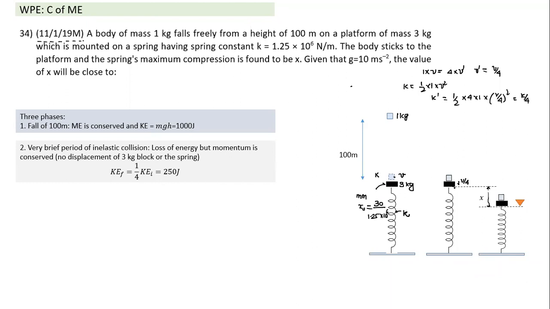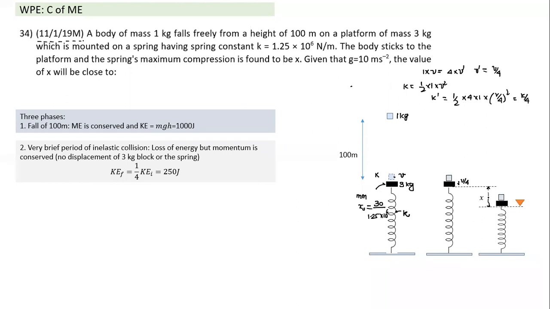So what is the final kinetic energy? After the collision has taken place, the final kinetic energy becomes half of the initial kinetic energy, for the reason I have given, and it becomes 250. So in the first period, energy was conserved. In the second period, there's a loss of energy, but momentum is conserved. And the third phase is after the collision gets over, till it reaches maximum compression.